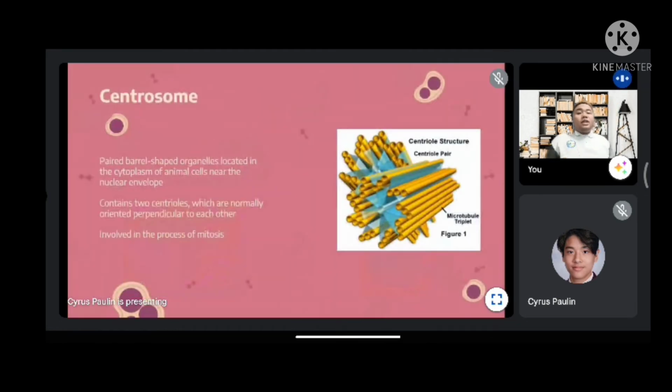Next, we have here the centrosome. The centrosome is a paired barrel-shaped organelle located in the cytoplasm of animal cells near the nuclear envelope. It contains two centrioles. So when we have two centrioles, it is a centrosome. Okay, remember that. The centrioles are normally oriented perpendicular to each other and are involved in the process of mitosis.